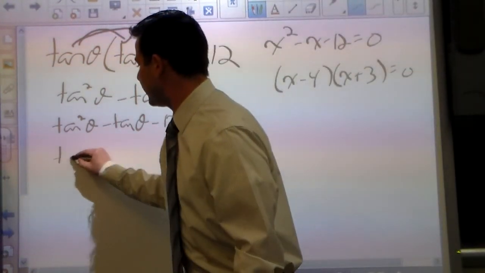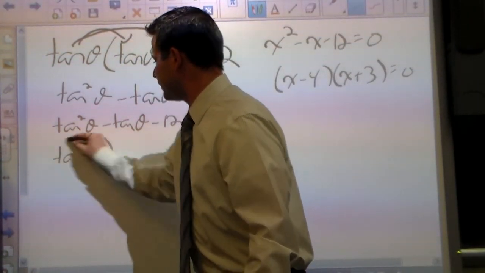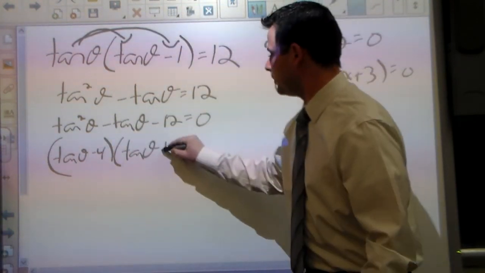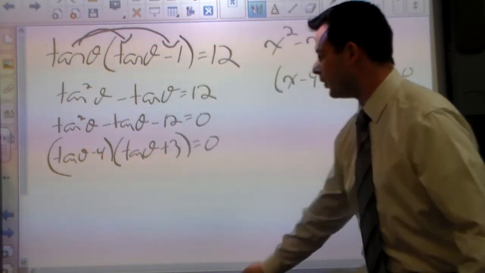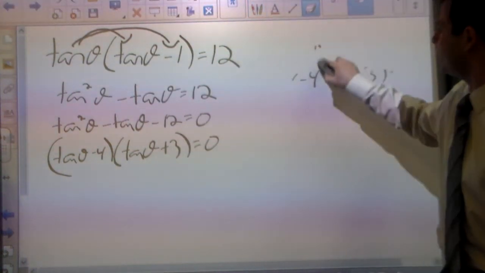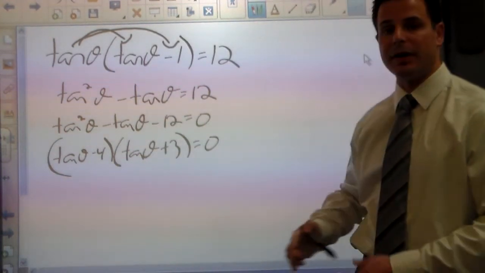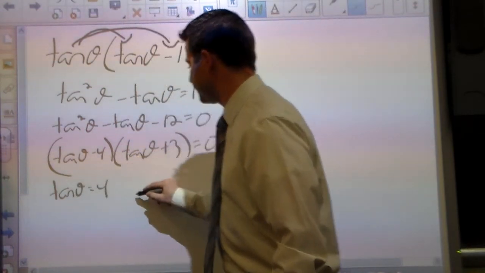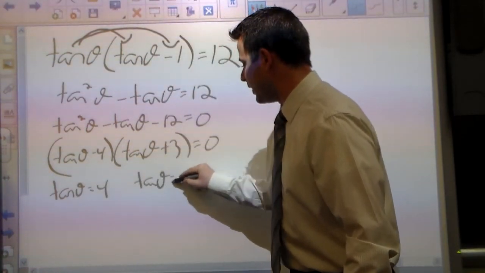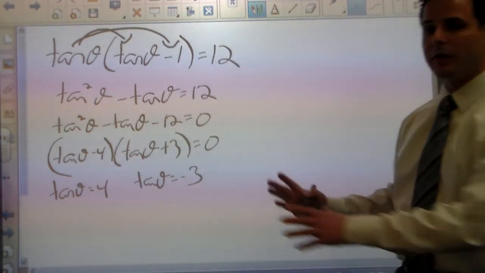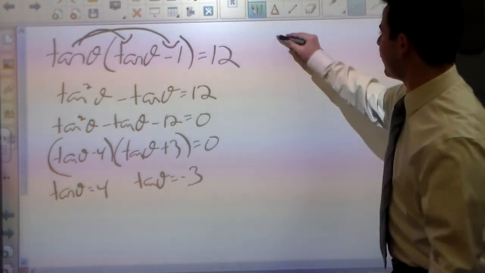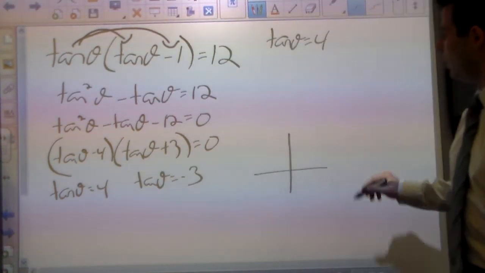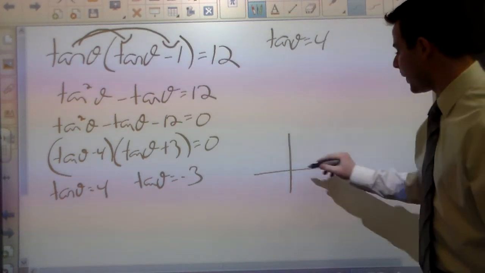So we're going to have tan theta minus 4 times tan theta plus 3 equals 0. So now we have two factors. They both contain a variable. We're going to set them both equal to 0 and solve separately. So we have tan theta equals 4 and tan theta equals negative 3. So let's solve these one side at a time. First side said that tan theta is equal to 4. Well, that's a positive number, which means tangent is positive.